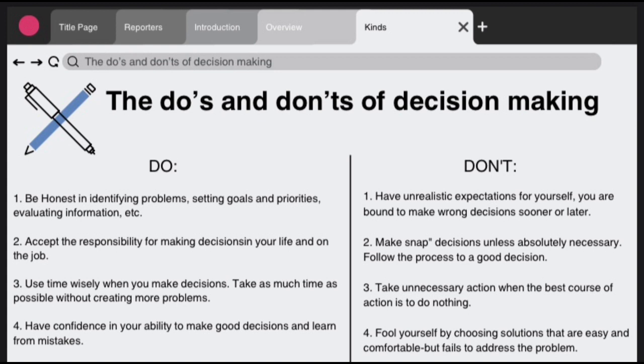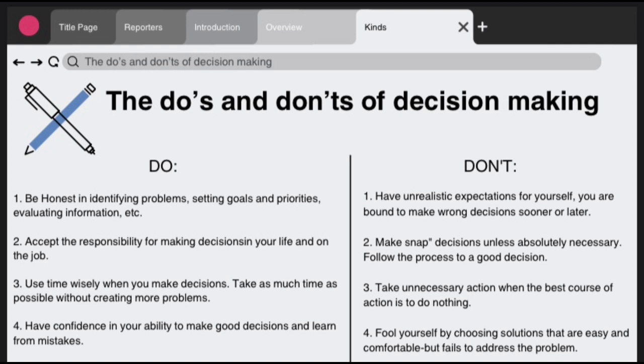Don'ts of decision making. Number one, have unrealistic expectations for yourself. You are bound to make wrong decisions sooner or later. Imagine a recruiter who sets unrealistic expectations for themselves to fill a certain number of positions within an incredibly short time frame, far beyond what's realistically achievable.